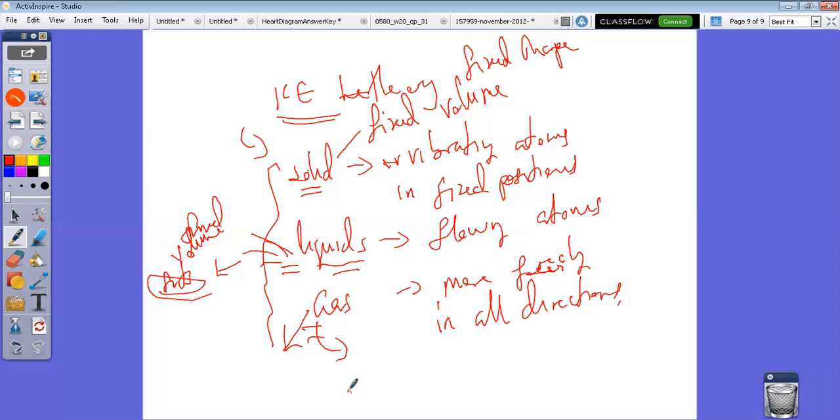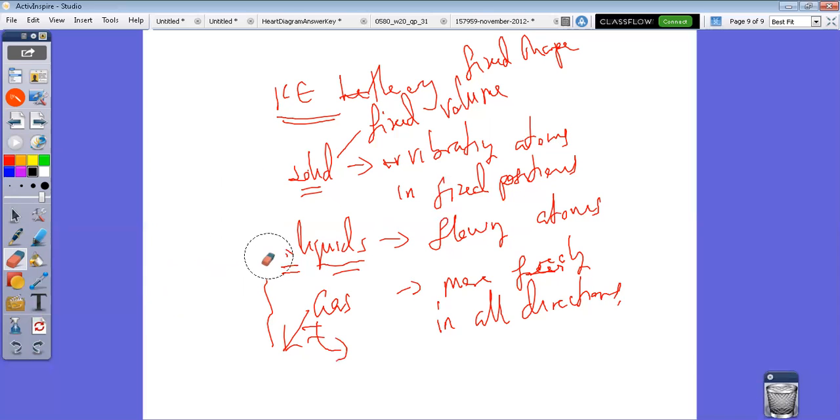That's fine. Okay. Clear? Compression, that's the last thing. What can you say about compression? Can a solid be compressed?